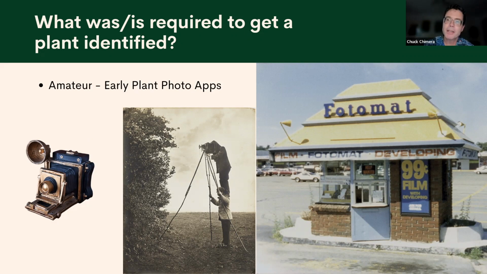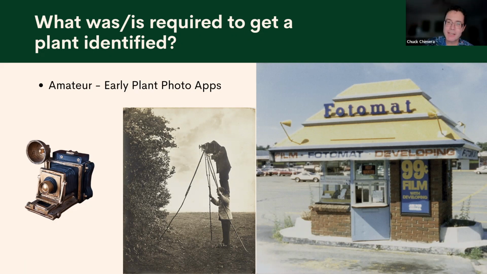But for the most part, if you were just a casual hiker or somebody who's interested in plants, you might use the old school or the early version of a plant photo app, which is basically your camera taking pictures in the field. And then if you're lucky, you take it to a place like this old, now extinct photo mat where you could get instant development within a few hours or even a day, sometimes longer. And then you would be able to look at your pictures and get them identified.